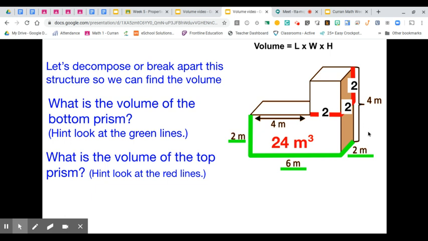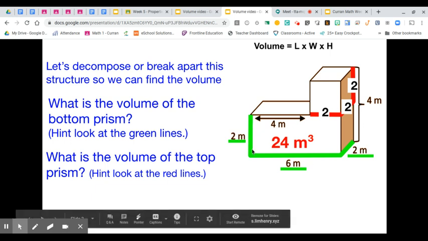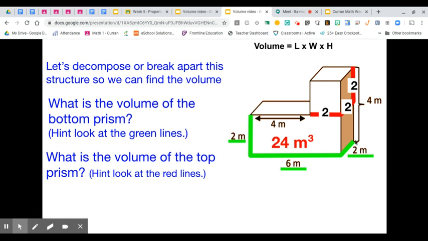And finally, the height. Well, if you take a look at the height of the bottom box, it's 2 meters. The whole side is 4 meters. So therefore, the small section would be 2. What's left over is 2. So my measurements for that top rectangular prism would be 2 times 2 times 2. So 2 times 2 is 4. 4 times 2 is 8. My measurement would be 8 meters cubed.